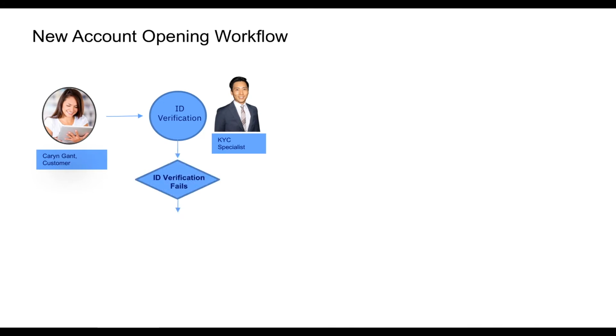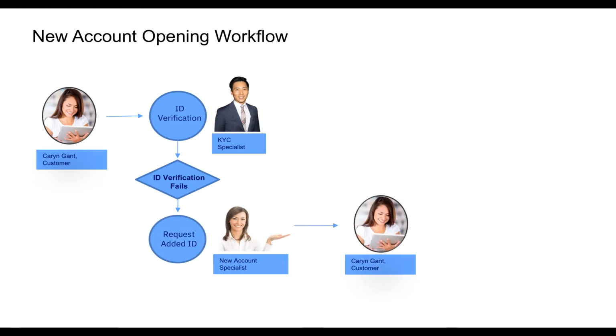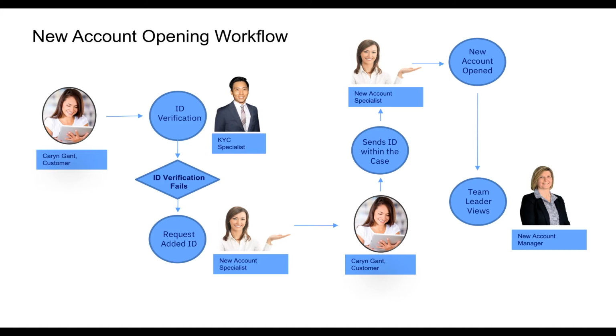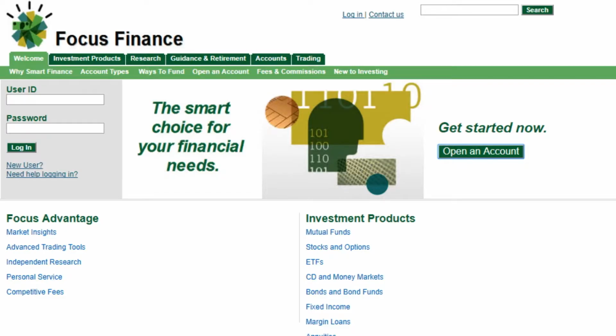A Know Your Customer specialist will examine the identity, which will lead to a new account specialist requesting additional documentation from Karen. Once Karen submits her ID, it is verified and the application process can proceed to completion. We'll close by showing some dashboards and reports available to the account supervisor.